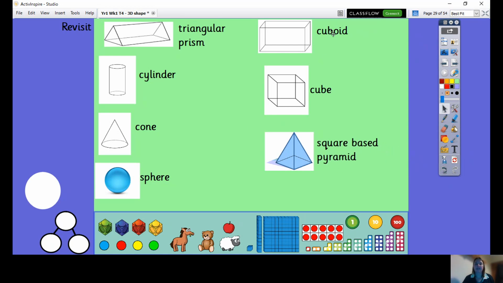Well done, and as I say, I expect lots of you remembered some of those. If you remembered all of them, brilliant, that's fantastic. If you only remember some of them, that's fine as well, don't worry about it.